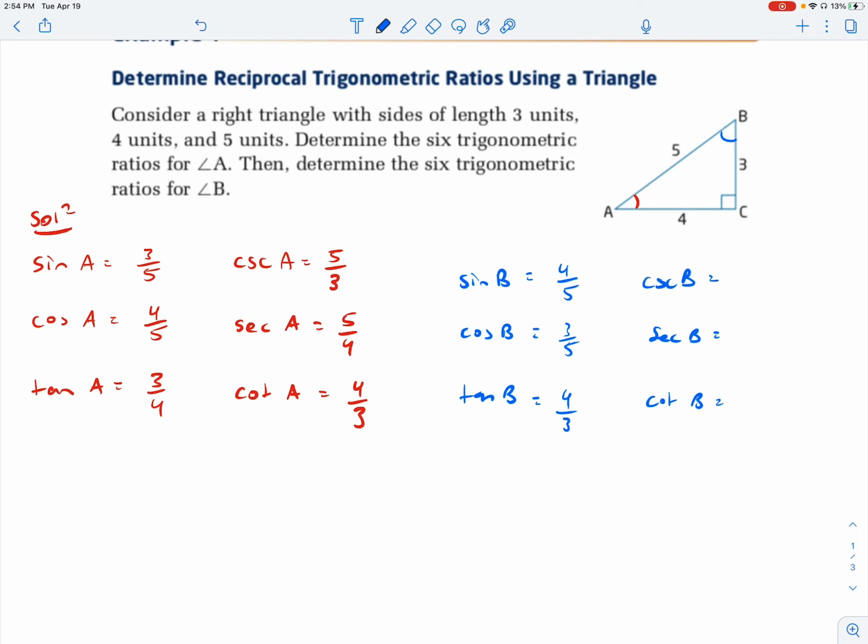Okay, now I got those three. Let's just do the reciprocals. So flip this to get this one over here. So 5 over 4. Flip this one to get the next one. 5 over 3. You guys get the idea. The next one will just be 3 over 4. So it's as easy as that to get the 6 trig ratios.